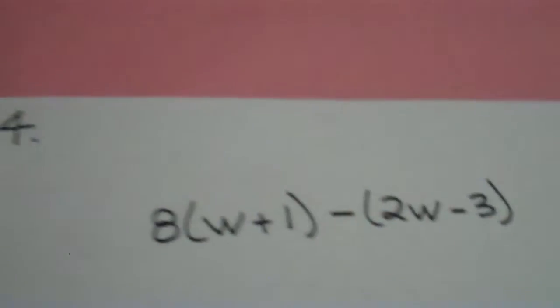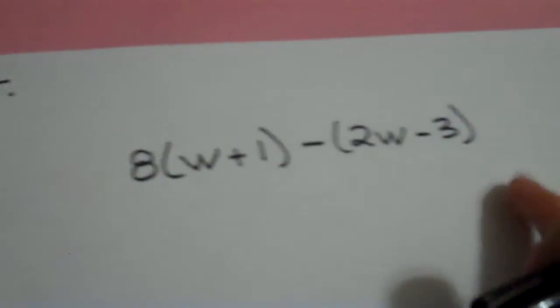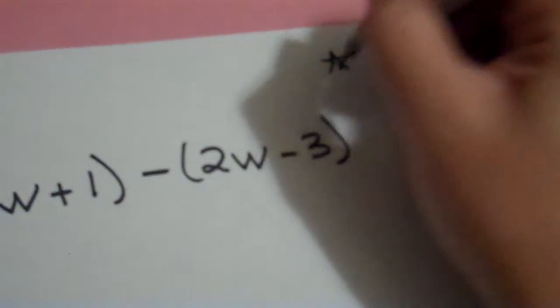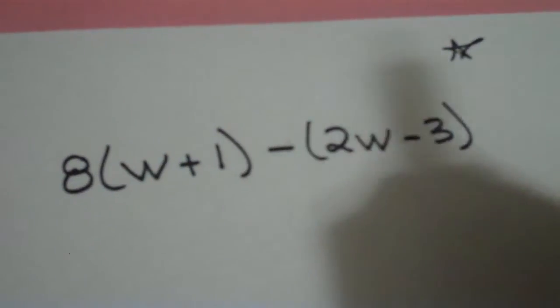Alright, last problem. Pause, write it down, let me know when you're ready. Or not let me know, just play it when you're ready. Same thing, we have two sets of distribution here. And I'd go ahead and put a star by this. This with a negative in the middle, you're going to see a lot. Because they're going to try to trick you. And they're going to trick you with this negative to make sure you know what you're doing. So let's just put a little star by this.